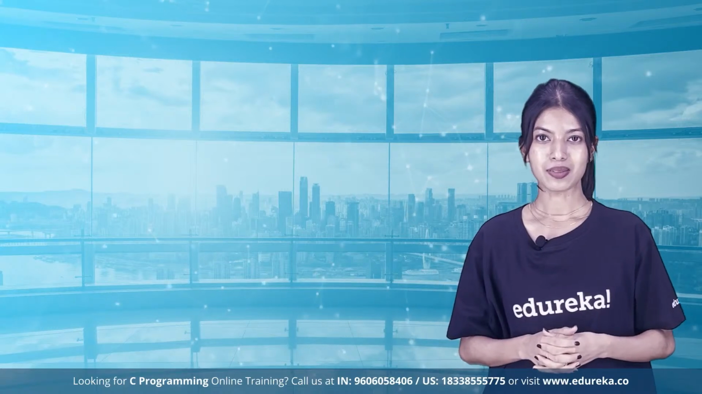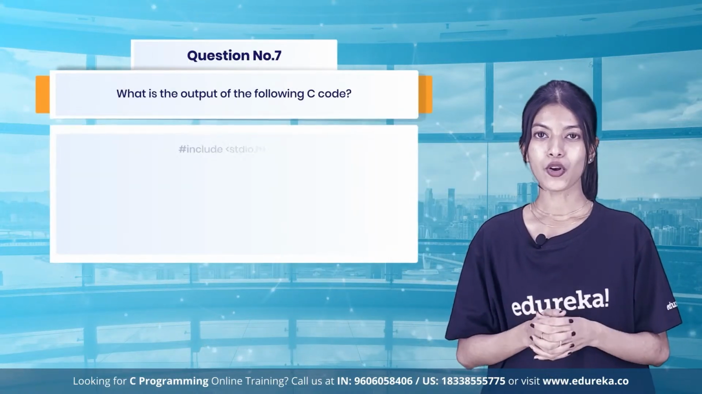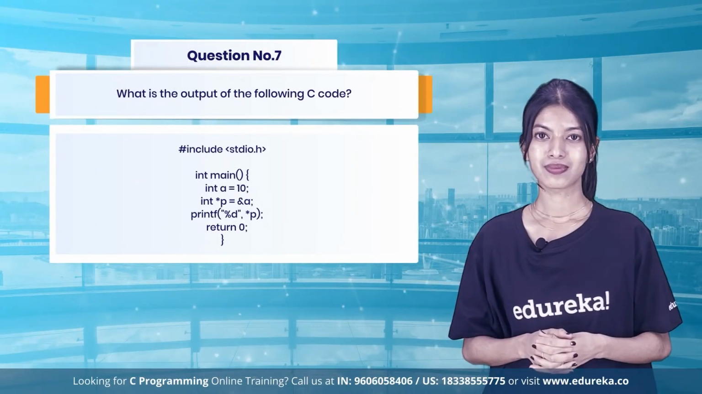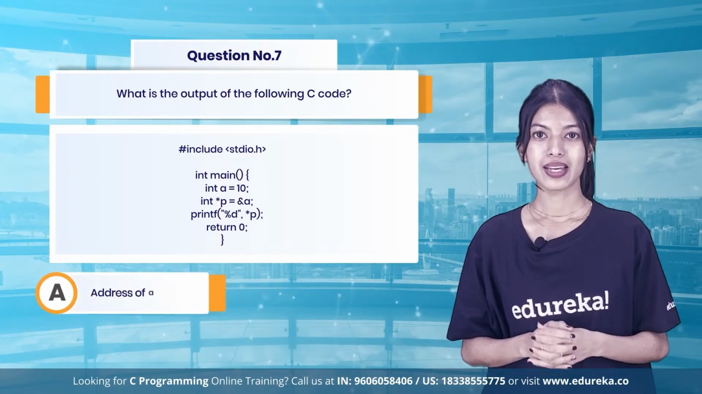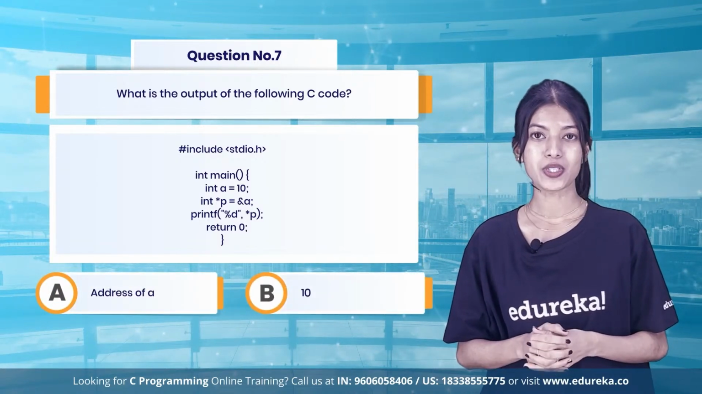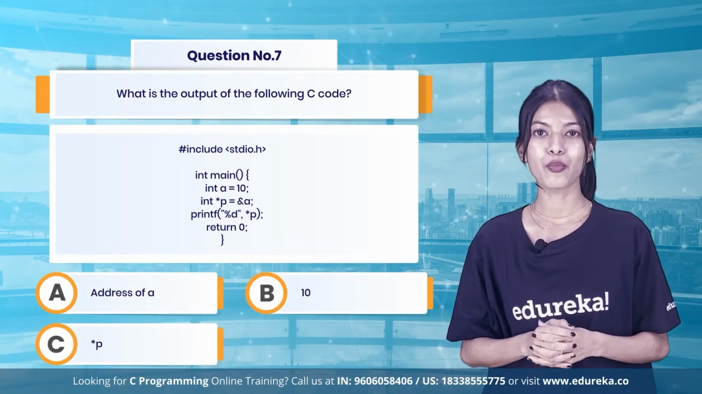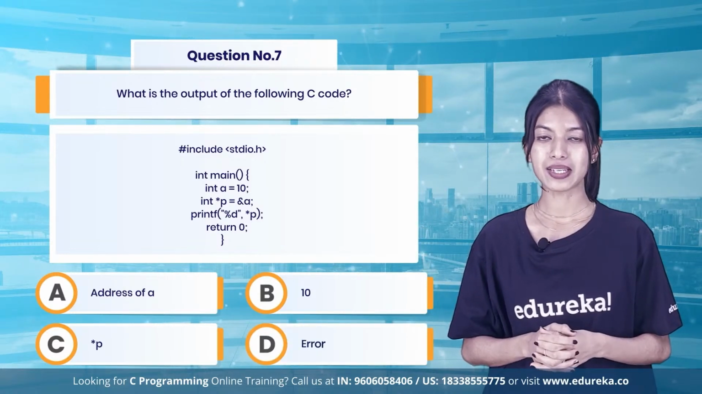Let's take up a question. What is the output of the following C code? And the options are A. Address of A, option B 10, option C pointer of P, or option D error.